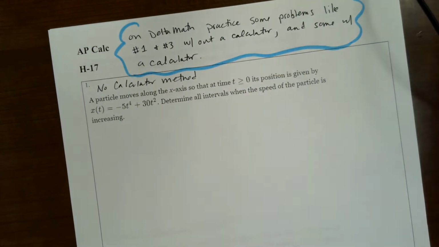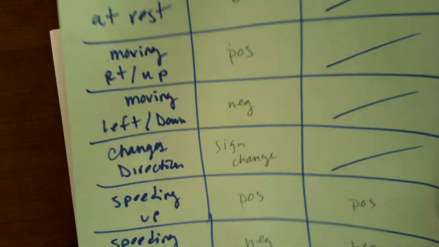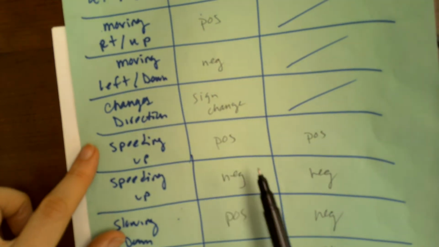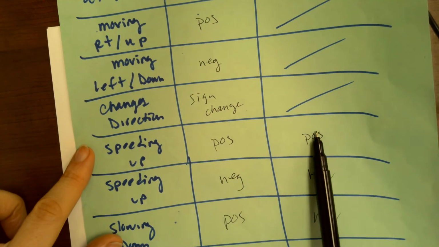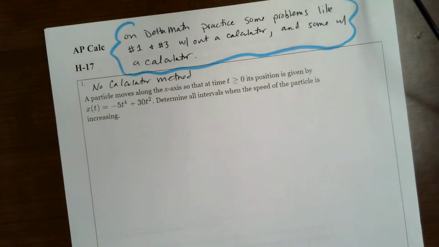And I did mention before in the last video, the speed increasing is the same as the particle speeding up. All right, so that's where this table comes in. If the particle is speeding up, that means that velocity and acceleration are either both positive or both negative. So they need to have the same sign. So whenever you're trying to think about the signs of a derivative, whether a derivative is positive or negative on a certain interval, you do an interval sign test, okay?